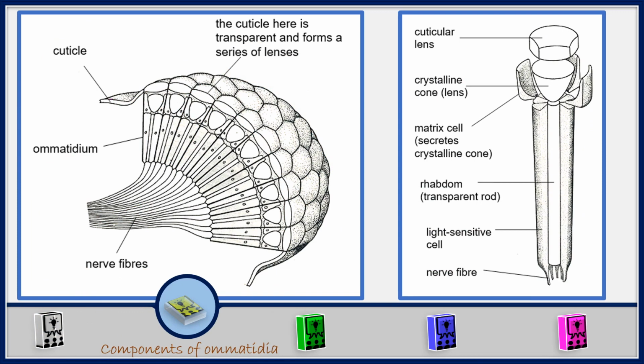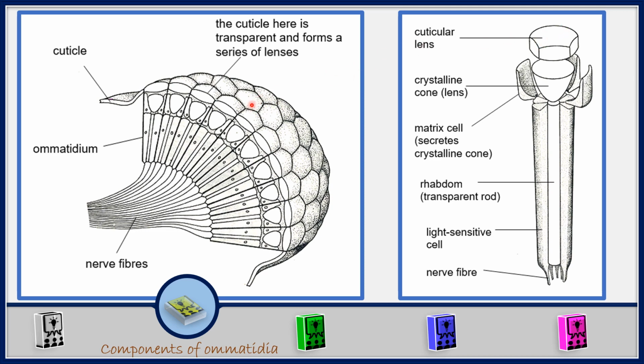So let us try to look at the ommatidium. This one is our ommatidium, the whole of it. If you look at this one from up to down, up we said we have the cuticle, the cuticular lens, on top. This is the cuticular lens.